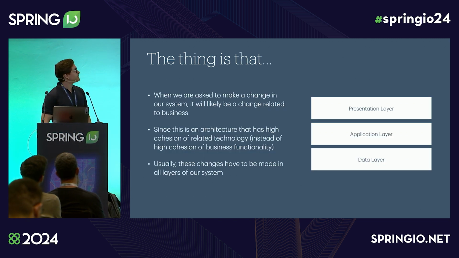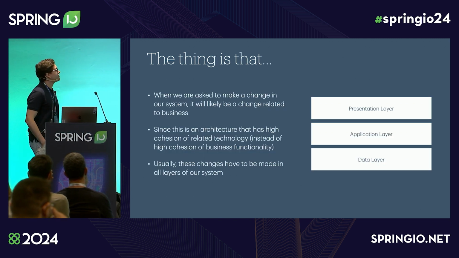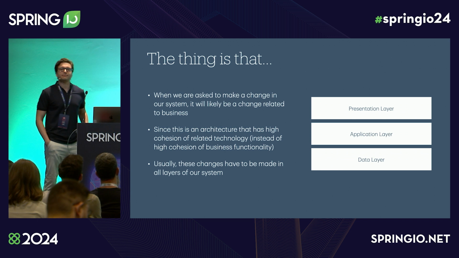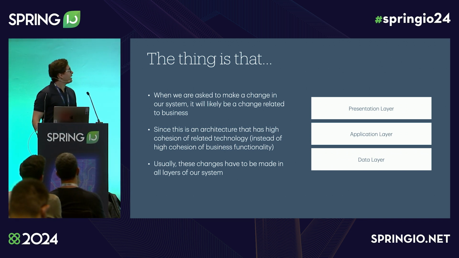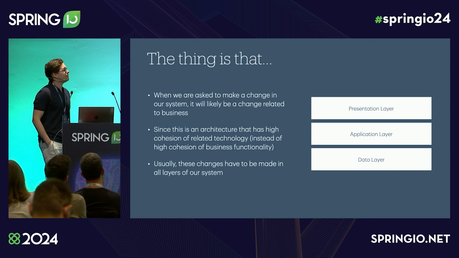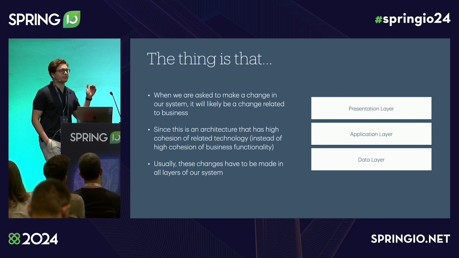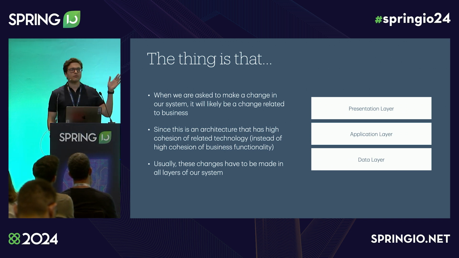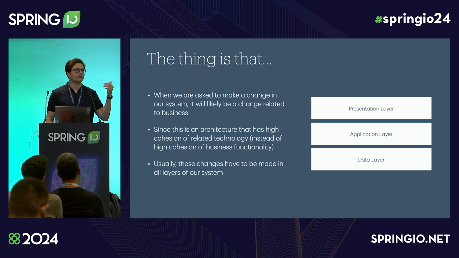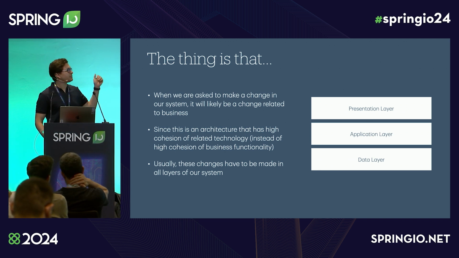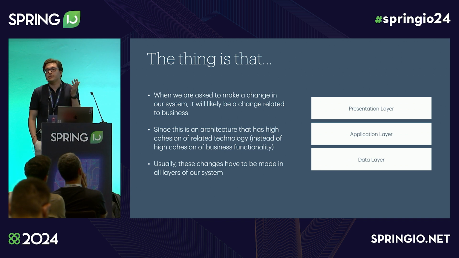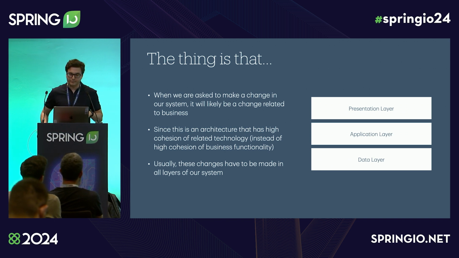The thing with this kind of architecture is that usually when we're asked to make business changes, we're supposed to change all of the layers most of the time, right? So if you have to change something in the business, you're probably going to have to change something in the front end, something in the back end, and also maybe something in the database.